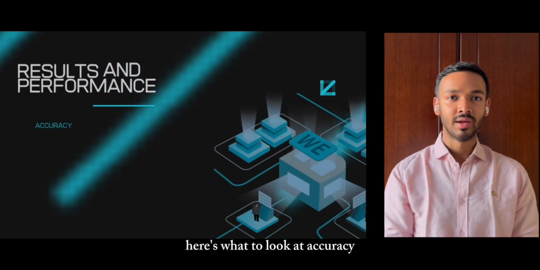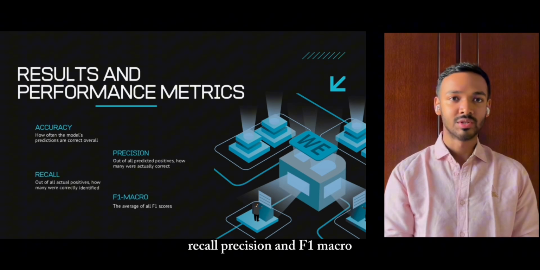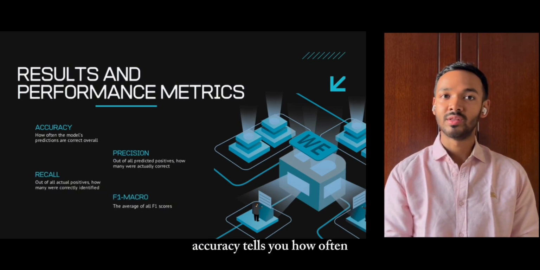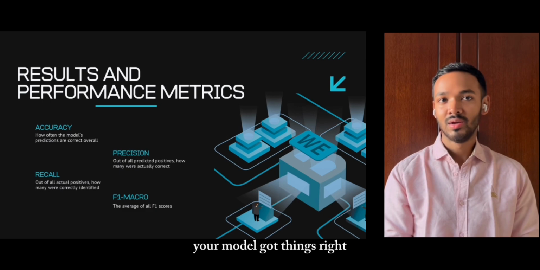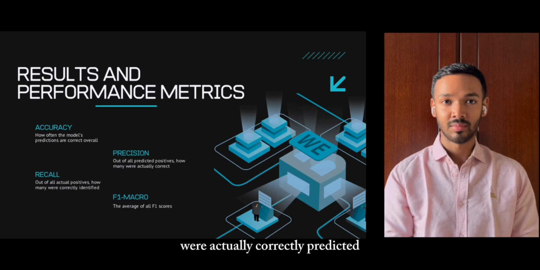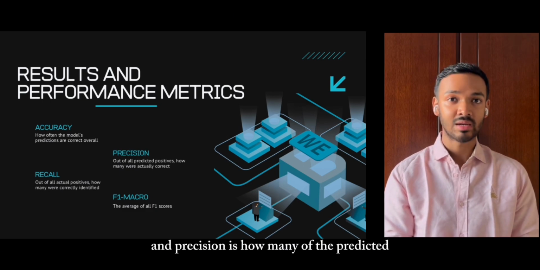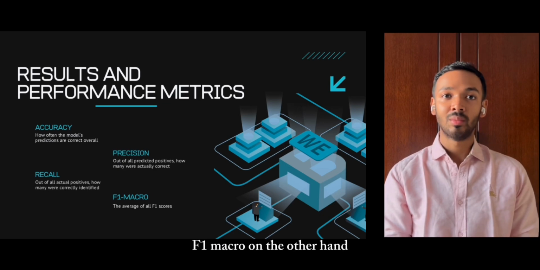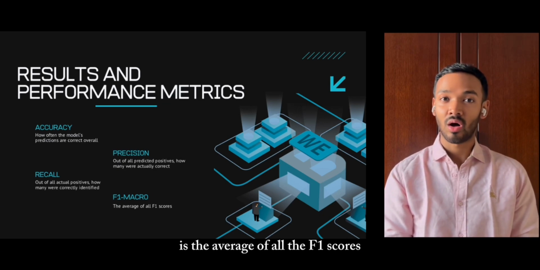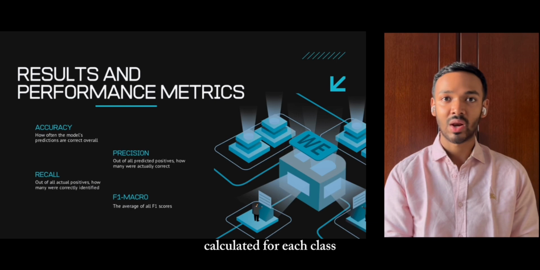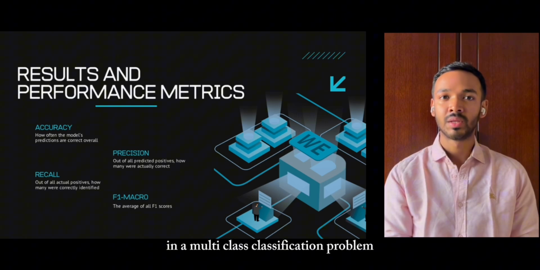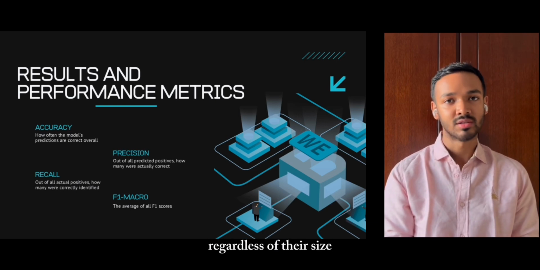Once your model is trained, here's what to look at: accuracy, recall, precision, and F1 macro. Accuracy tells you how often your model got things right. Recall is how many positives were actually correctly predicted, and precision is how many of the predicted positives were actually correct. F1 macro, on the other hand, is the average of all the F1 scores calculated for each class in a multi-class classification problem, treating all classes equally regardless of their size.